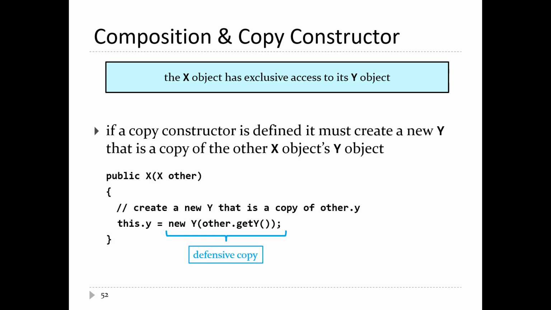Notice in this case, we don't have to validate the other y object like we did in the previous constructor. We don't have to validate that because, assuming x is implemented correctly, its y object is always in a valid state. So if you pass in another x object, we can safely assume that its state is valid, and we can simply copy the other object's y object without validating it.